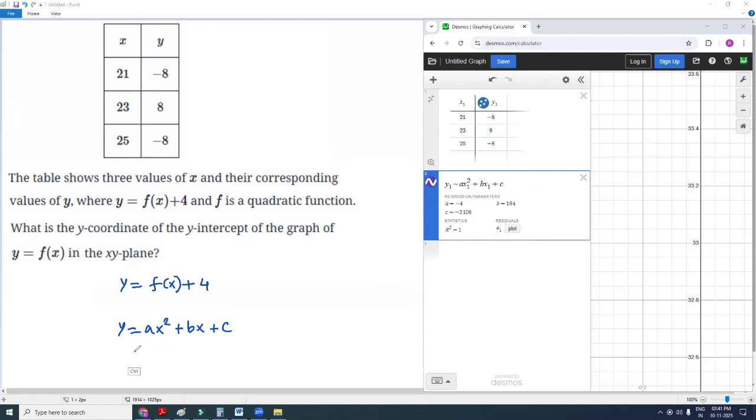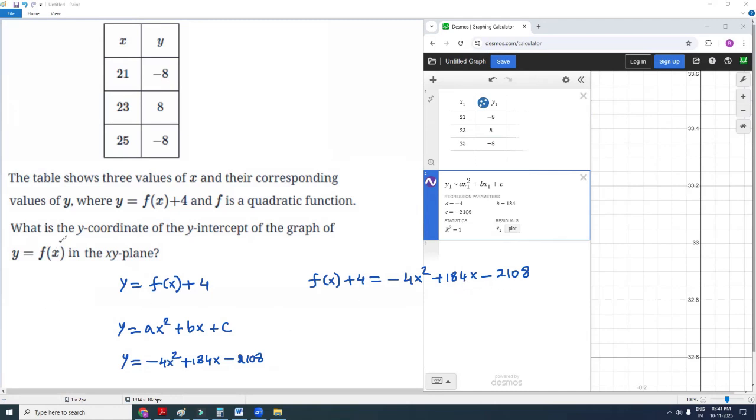Now let's rewrite this function. That is a equals negative 4. Then we have negative 4x squared. And for b, we have 184, that is 184x. And for c, we have negative 2108. Okay, here we got the expression for f of x plus 4. Now let me write over here f of x plus 4 equals this expression: negative 4x squared plus 184x minus 2108.